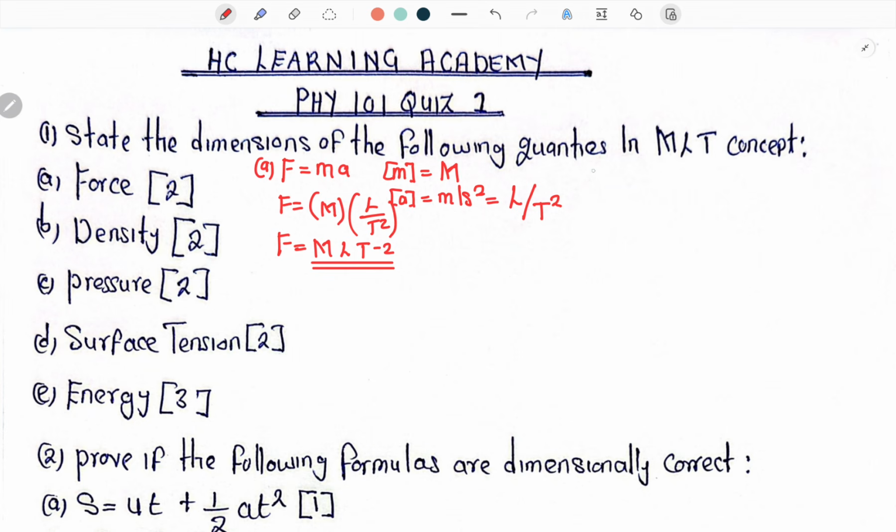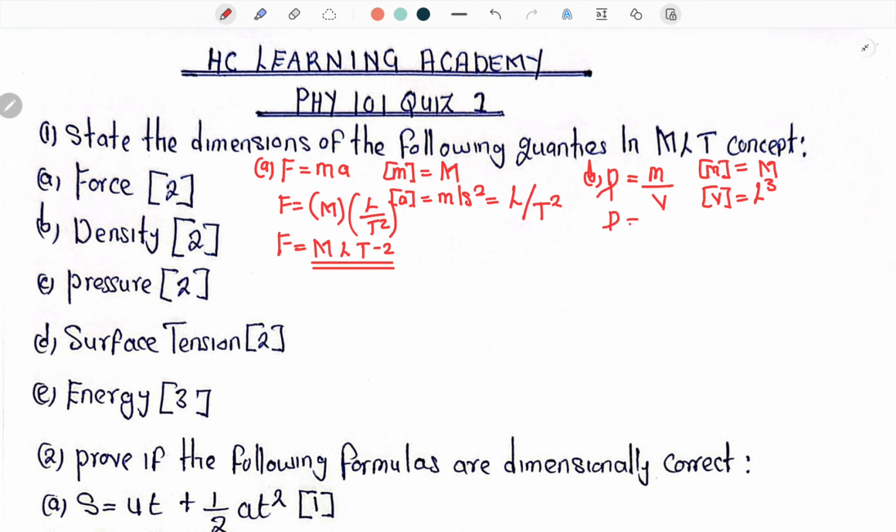We go to density. So we know that density is actually equal to mass over the volume. The dimensions of mass is simply capital letter M. The dimensions of the volume, because volume is simply L times B times H, the base has capital letter L as its dimension, as well as the length. So it's going to be L to the power 3.